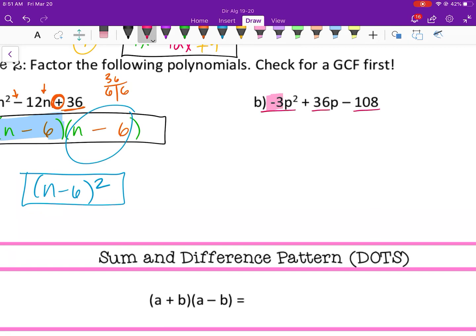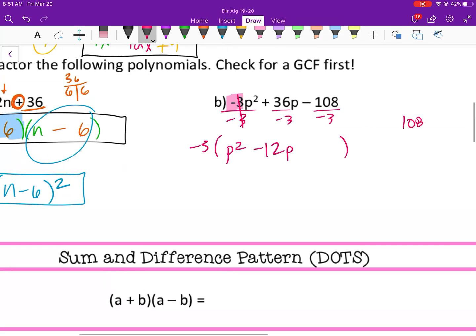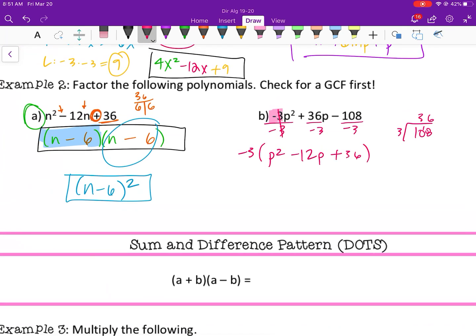But we can take negative 3 out of everything, so that is what we shall do. So remember, with our GCF, we just set it outside, and we're left with p squared minus 12p, and then 108 divided by 3. Let's do that off to the side. 3 into 10, 3 times, we get 36. Negative divided by negative, we get a positive.